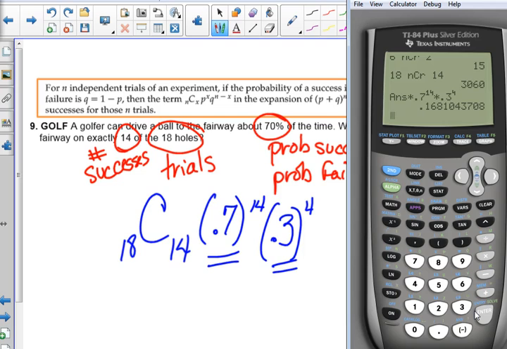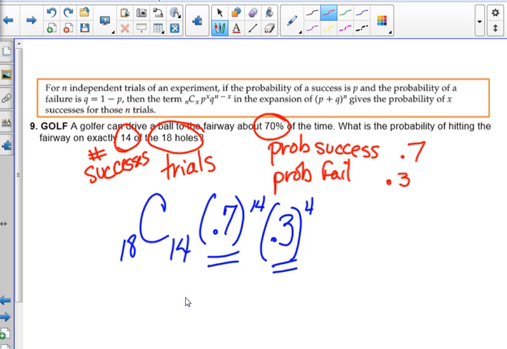Anybody get that? 0.168? No? Yes? Okay. Sorry. Let me write it down first. The probability of us hitting the fairway on exactly 14 of the 18 is about 16.8%.